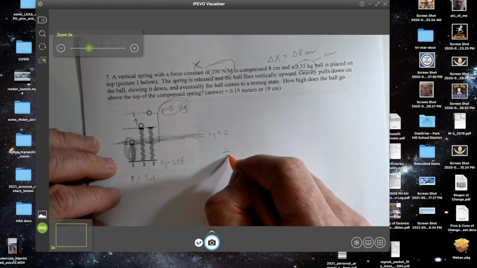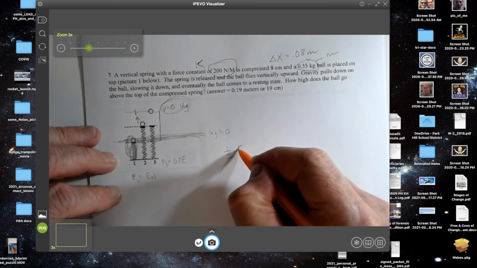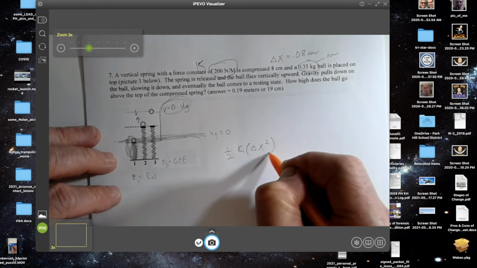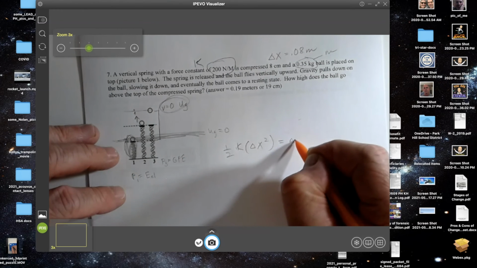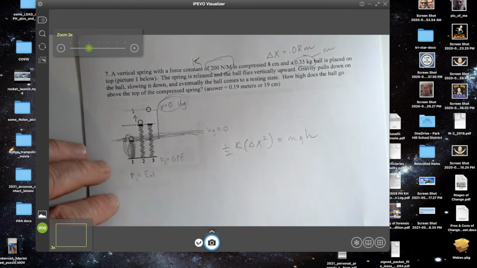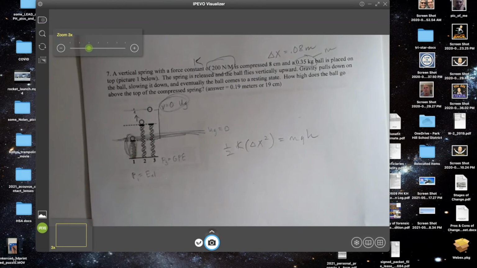So we would have 1/2 k times delta x squared. That would be the compression of the spring and the spring constant. That's going to equal mgh. All right? So again, energy conservation. Now there would be some dissipative effects in the spring and air resistance, but we're going to again ignore that.